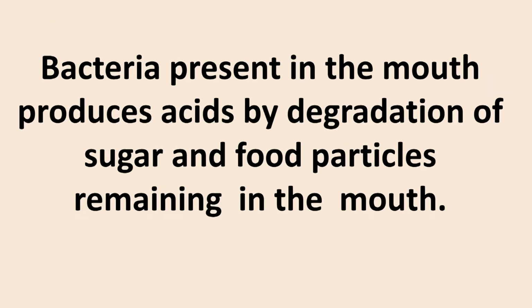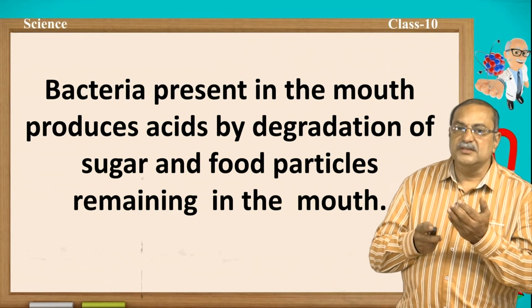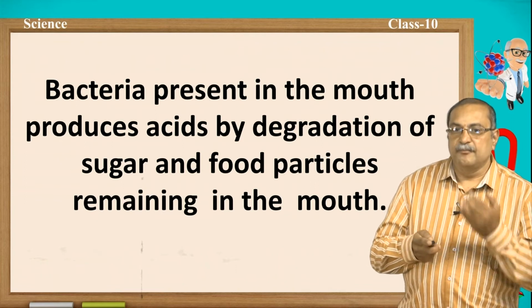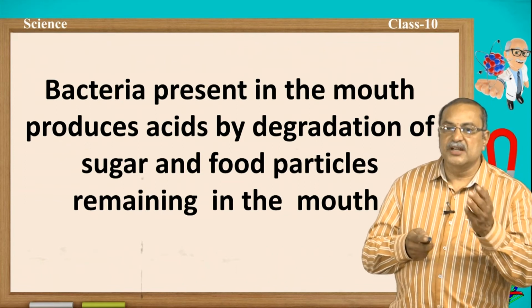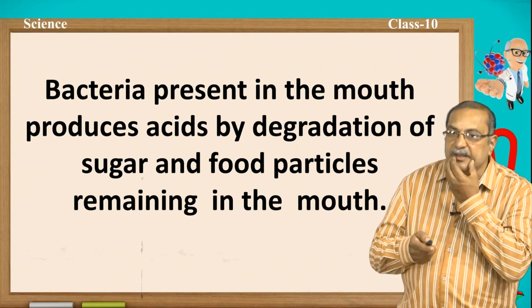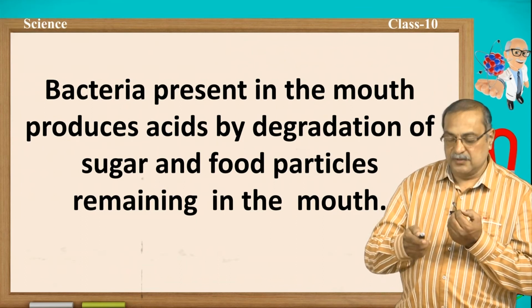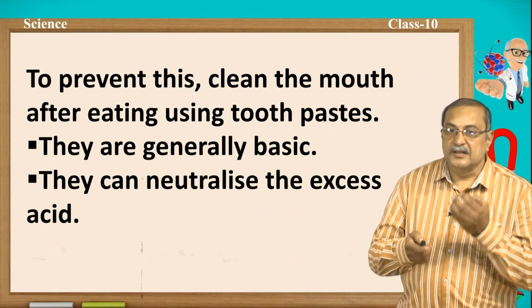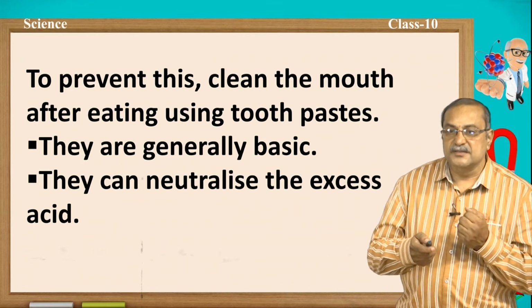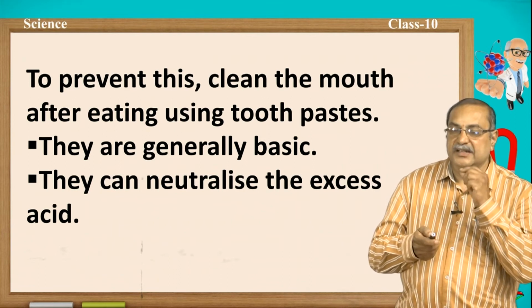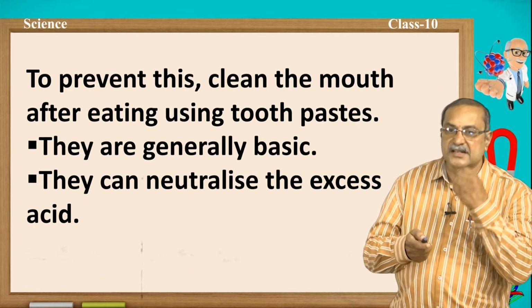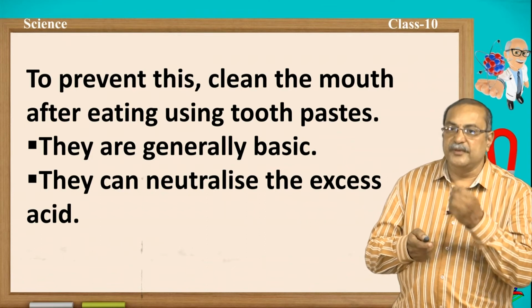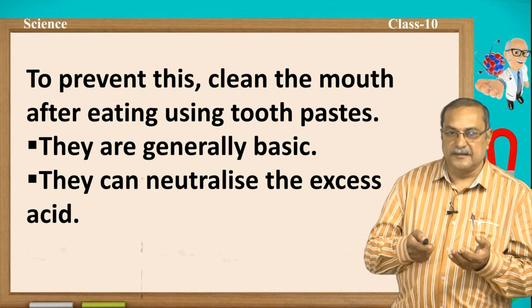What will happen? Bacteria present in the mouth produce acids by degradation of sugar and food particles which remain in the mouth after eating. Okay. So, what will happen? It is going to lower the pH value, and the acid acts on the enamel, and it is going to be weakened and it starts decaying.